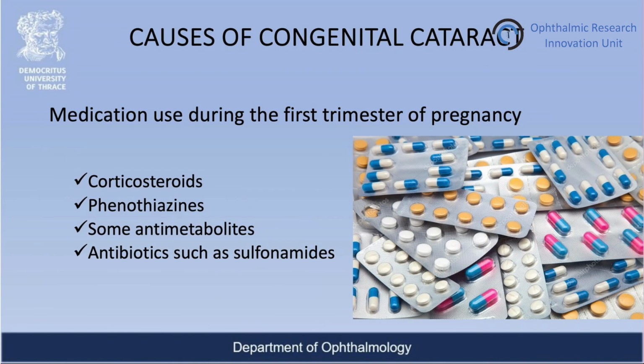Another cause of congenital cataract is medication use by the mother during the first trimester of pregnancy. Systemically administered corticosteroids cause cataract in the fetus. Other drugs that can cause cataract are phenothiazines, some antimetabolites, and some antibiotics, such as sulfonamides.